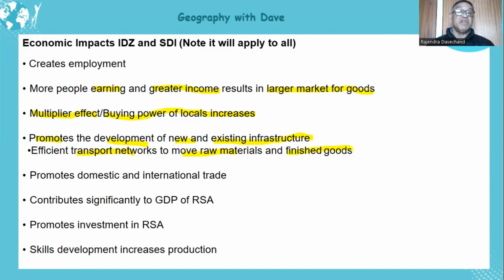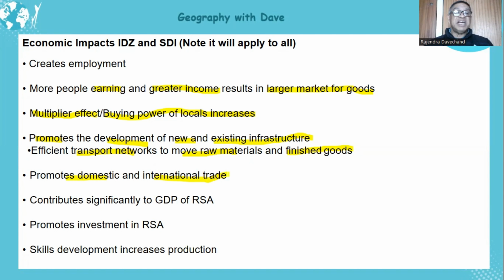So we need effective networks. We have to create more power lines to supply electricity to more parts, and more potable water, which will then service the areas. So infrastructure will develop. And what else will happen? It promotes domestic and international trade. Again, your question: explain how.